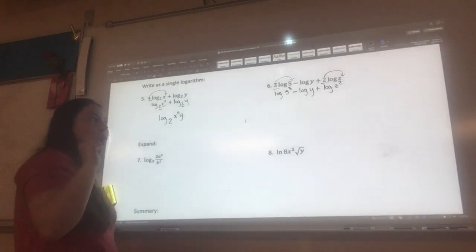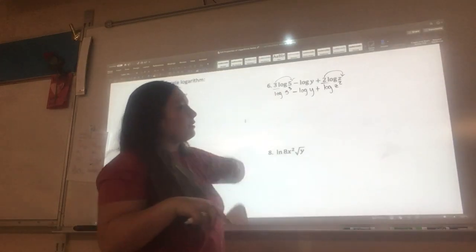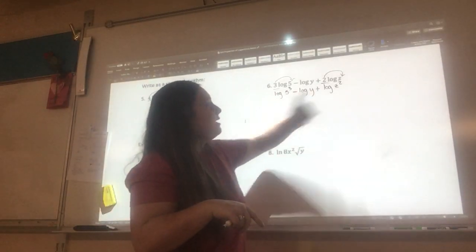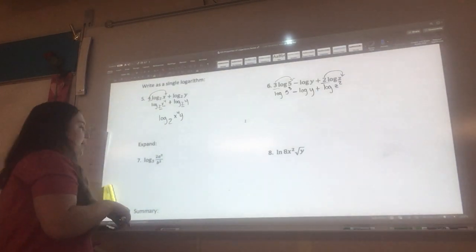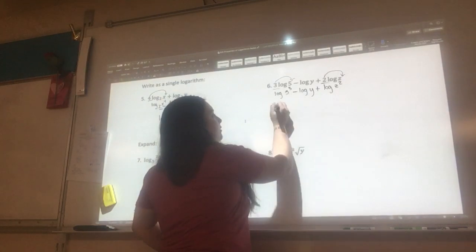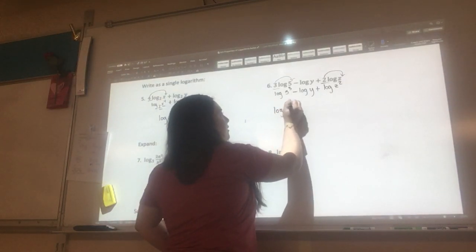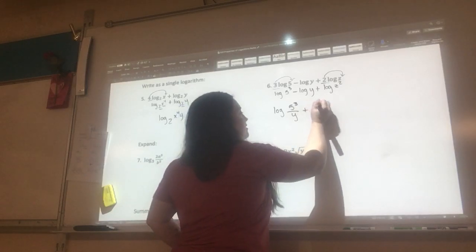Make sure to do power rule. Well, our next step, we have done our power rule. We have a minus and an addition, minus and a plus sign. So minus means division. So that means these two are going to become log 5 to the third divided by y. We still have this plus.